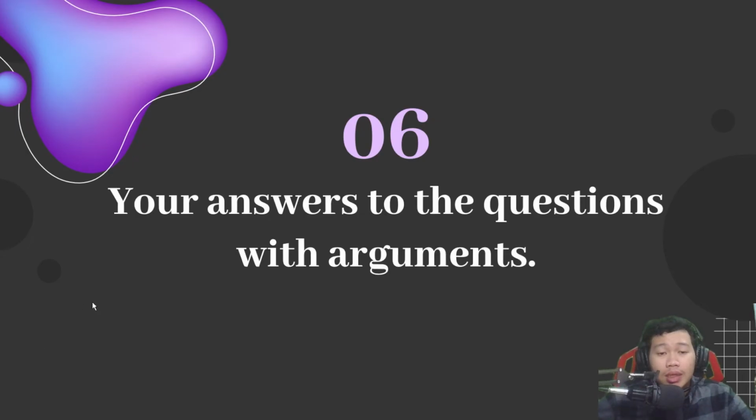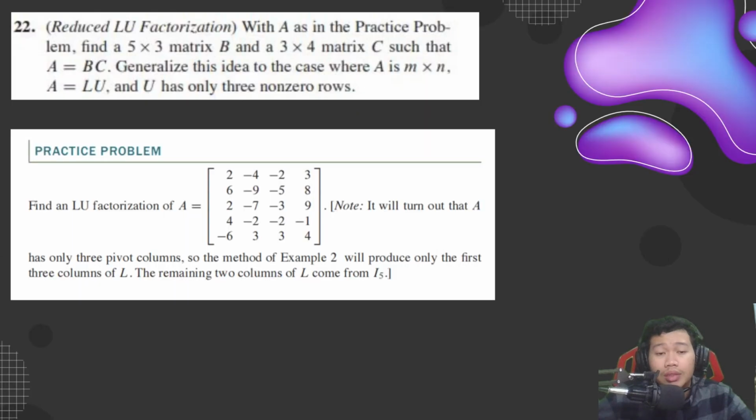The next one is answering the questions with arguments. Our group is choosing question number 22 about reduced LU factorization. Here's the question. With A as in the practice problem, find a 5x3 matrix B and a 3x4 matrix C such that A equals BC. Generalize this idea to the case where A is mxn, A equals LU, and U has only 3 non-zero rows. As you can see, the box below is matrix A from the practice problem.